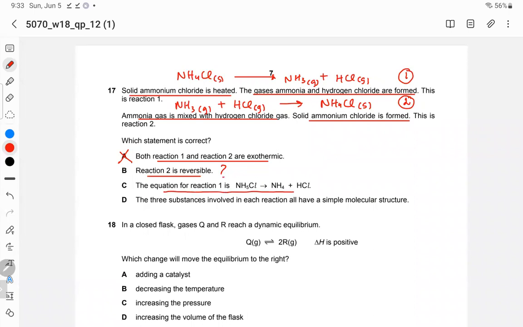The equation for reaction 1 is this. So see, they have given you NH5, which makes it a wrong statement. The 3 substances involved in each reaction all have simple molecular structures. No, ammonium chloride is ionic and these two are simple molecules. So it means D is wrong too. So we are left with the B option. So B is the correct answer. Is it clear to everyone?